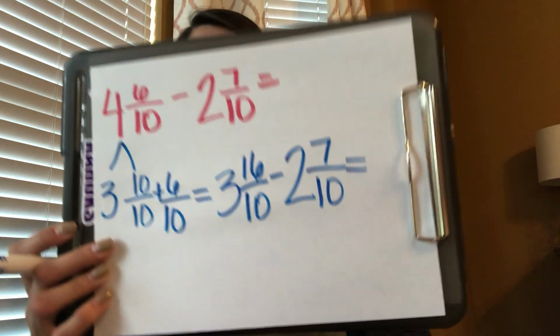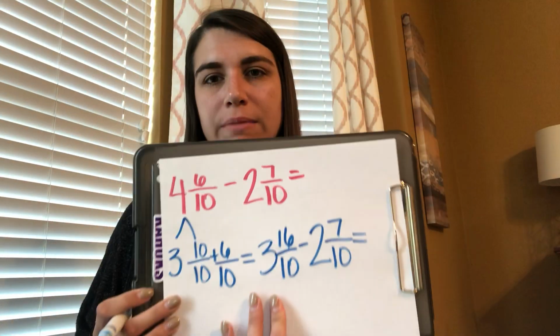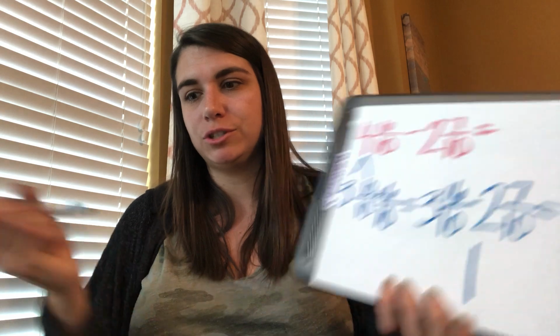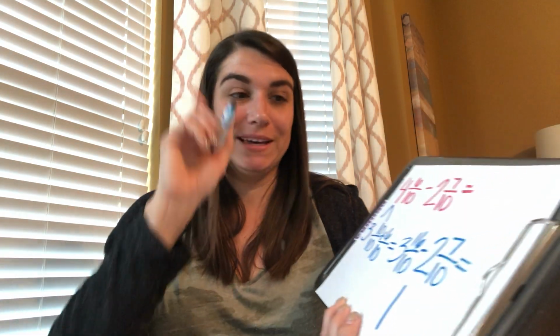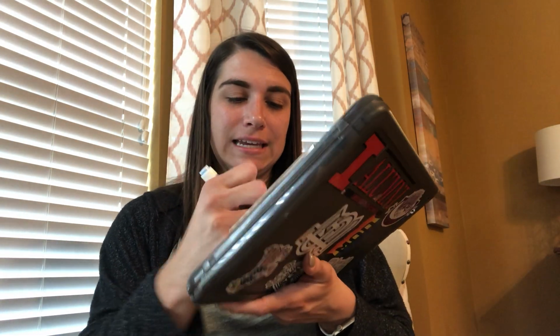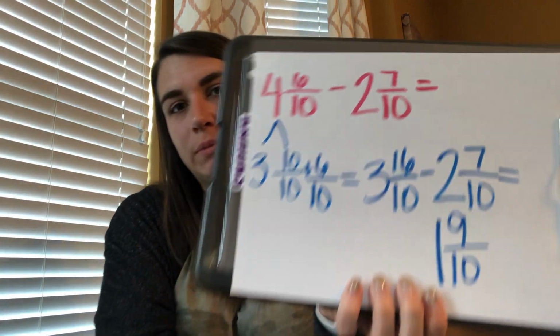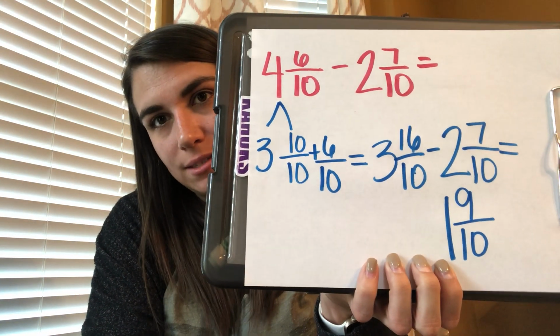So we want to take the whole number first. So 3 minus 2, which is 1. And then 16 minus 7, which I did not even mean to do that, but same as before, is 9. And then my denominator is 10. So my answer is 1 9/10.